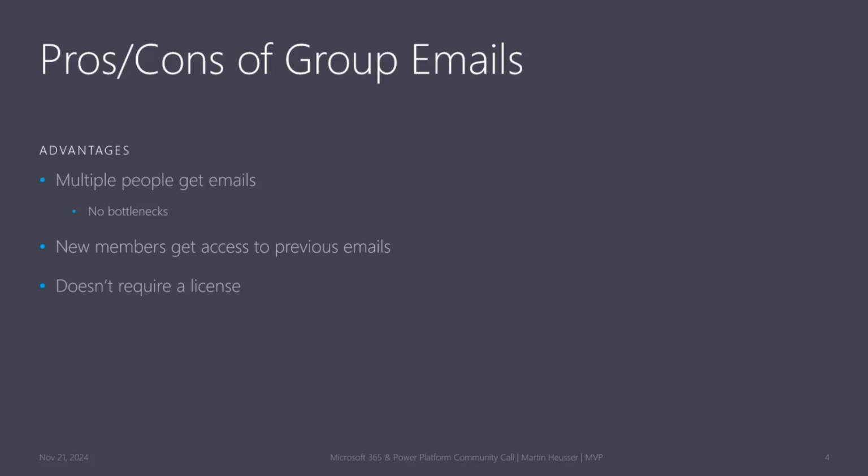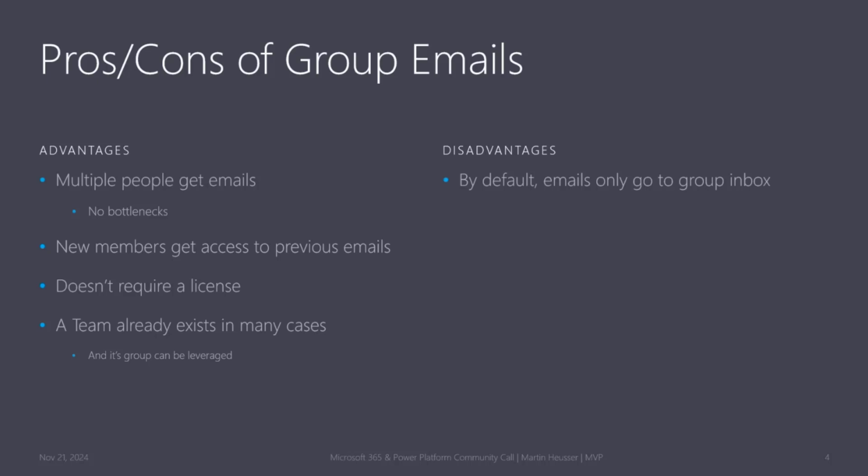It doesn't require a license. And in many cases, a team for that group might already exist. So if you have a team you use for your call queue, you could also just route the voicemail calls to the group of this team. Yeah, so it's easier to manage if you can just use one object or the different parts of the same logical object.